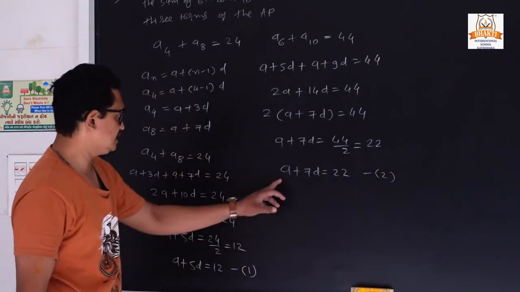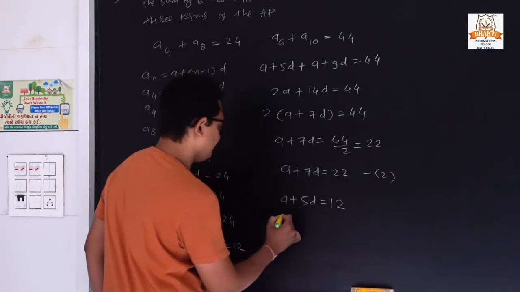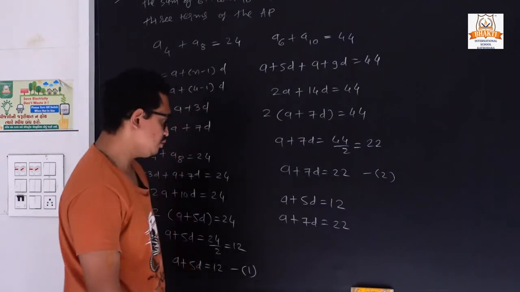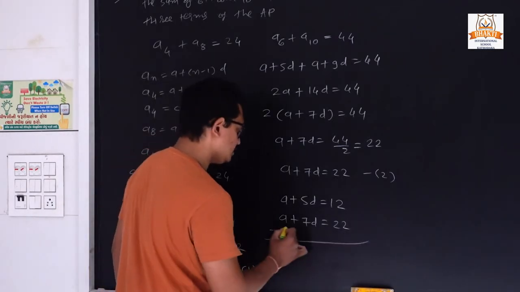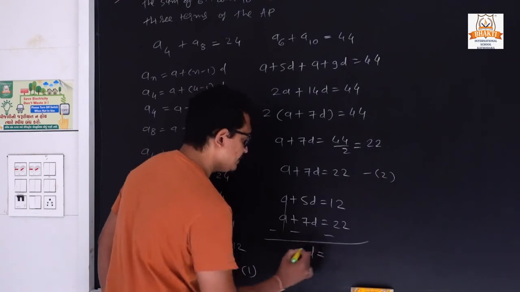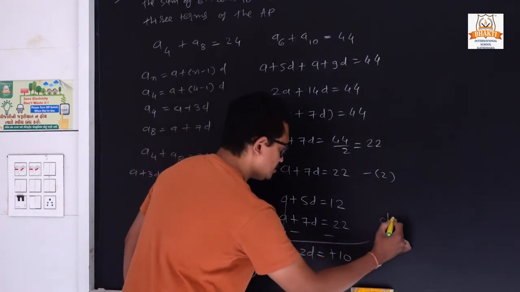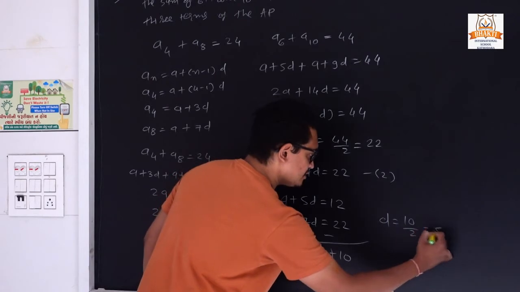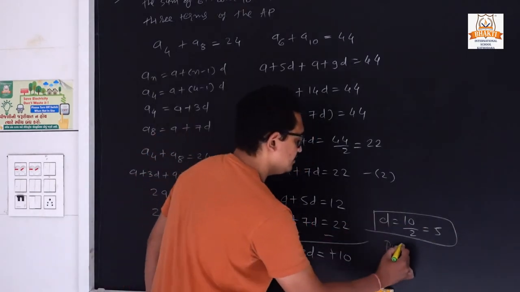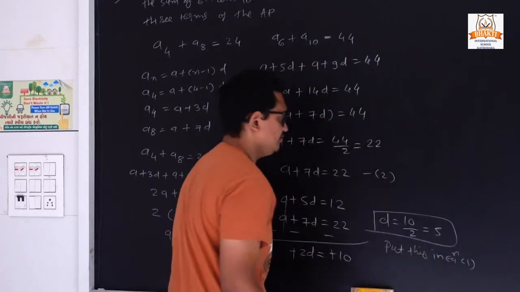Now solve first and second. So a plus 5d is equal to 12, and a plus 7d is equal to 22. Simplify these both. Cut. So it is minus 2d, then it is minus 10, minus minus plus, so d is equal to 10 divided by 2, so it is 5. Now put this value in equation number 1.